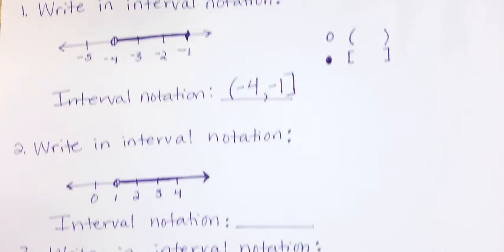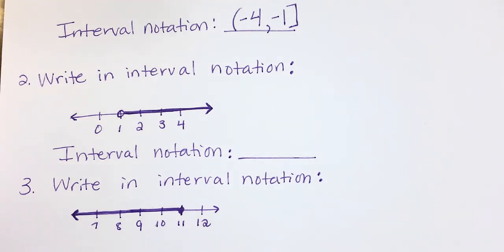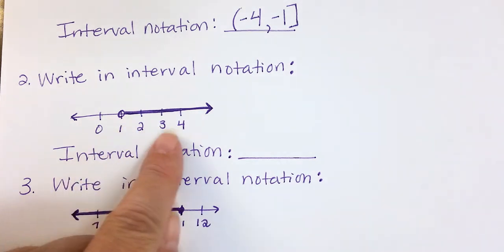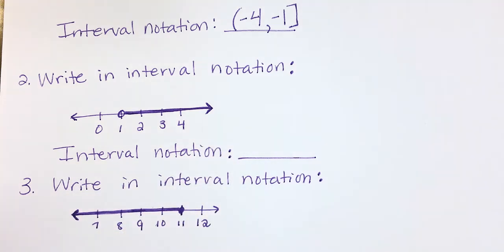Let's look at number 2. Write an interval notation. This one's a little different. We have an open circle here, but it keeps shading all the way to the arrow. So it's not starting and stopping. It does start at a certain place, but it keeps going. So how do we represent this?